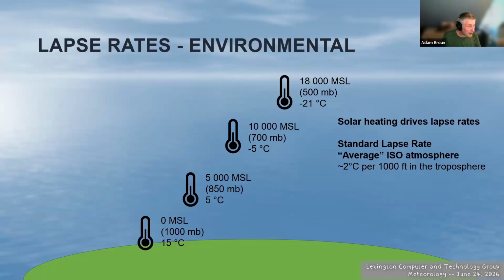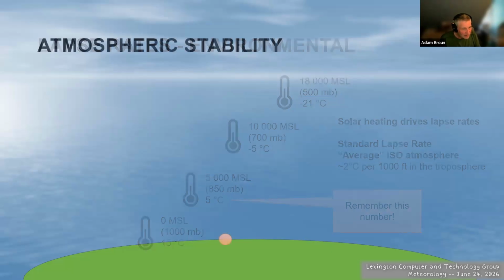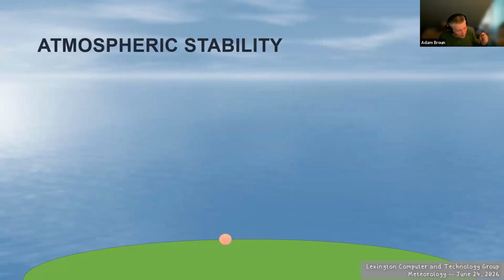But just remember in this example that if it's a 15-degree day, what's called a standard day, at 5,000 feet MSL, it'll be 5 degrees Celsius. And by 10,000 feet above mean sea level, it'll be minus 5 Celsius. So at around 7,500 feet is where it gets below freezing on an average day. And just remember that 5 Celsius number at 5,000 feet. Now, that's if we were to stick a probe in the atmosphere or measure it with a balloon.